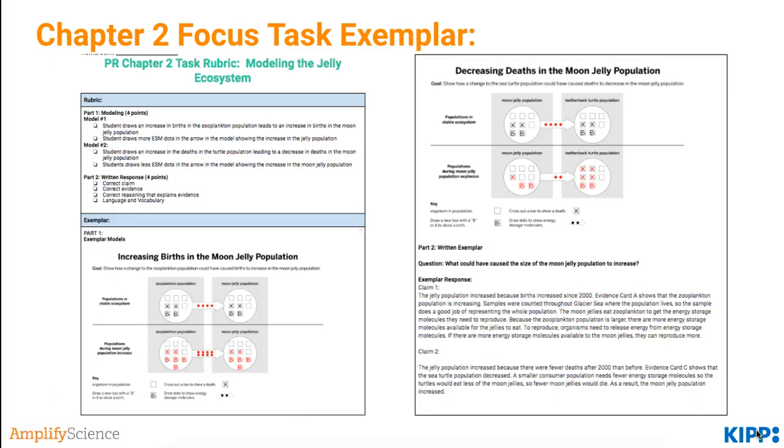Model 1 should show the same number of births and deaths in the stable population, and then more births than deaths in the zooplankton population, leading to more energy storage molecules available and an increase in births in the jelly population. Model number 2 should show, again, the same number of births and deaths in the stable population, and then more deaths than births in the turtle population, meaning that they need less energy storage molecules, leading to less deaths in the jelly population. The written response will then explain which of these factors students believe is most likely based on the evidence.